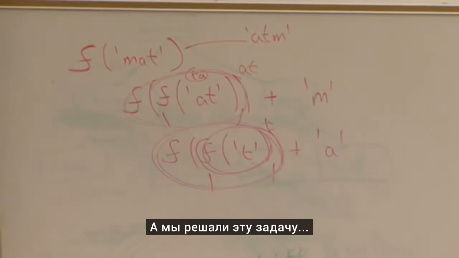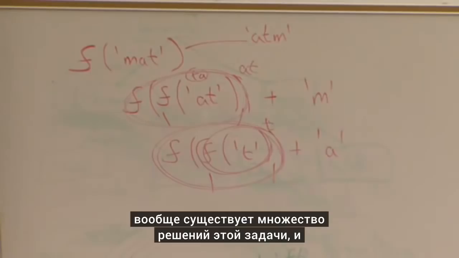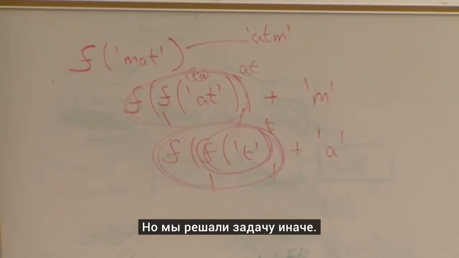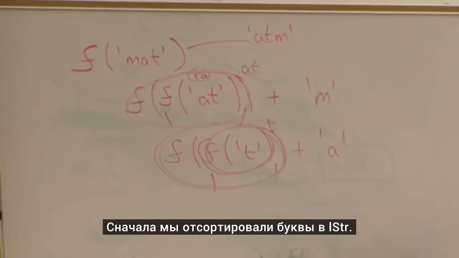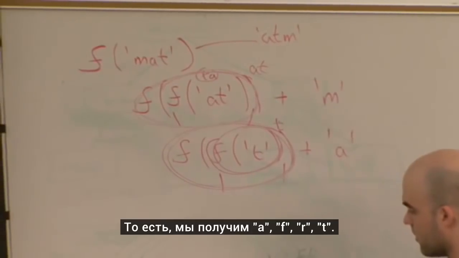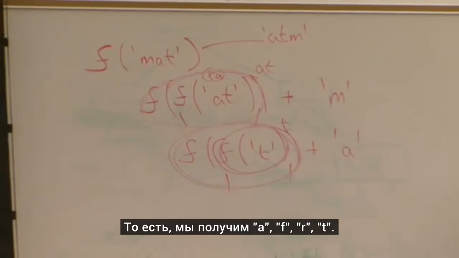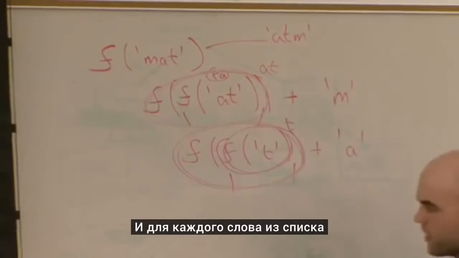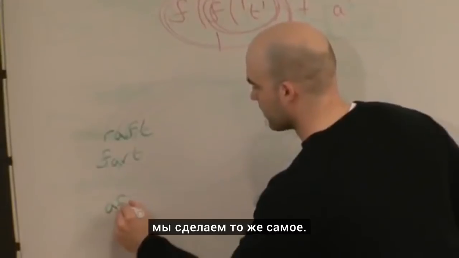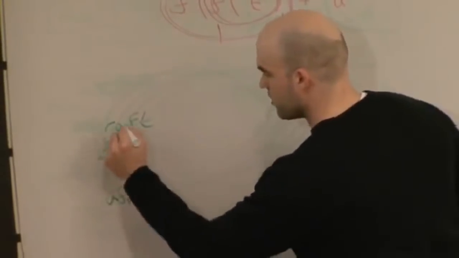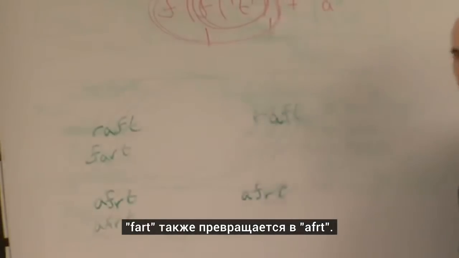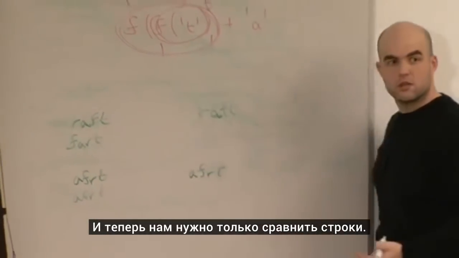The way that we solved it, and there are multiple solutions to this, so if your solution worked, you got full credit. But the solution that we came up with is, first, we're going to take the letters in Elster, and we're going to sort them. So we're going to have A, F, R, T, right? Alphabetically. And then for each word in word list, we're going to do the same thing. All right, so raft becomes AFRT, fart becomes AFRT as well. Then it becomes just a simple string comparison.